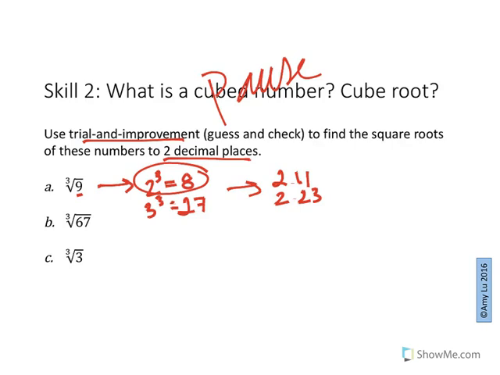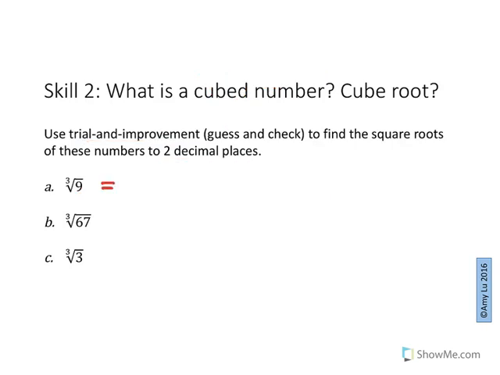So for A, the cube root should be approximately 2.08. For B, the cube root is approximately 4.06. For C, your cube root should be approximately 1.44. And that's all.